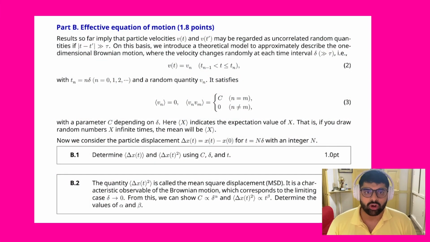So, this question is called Effective Equation of Motion. Let's read the question together. Results so far imply that particle velocities v of t and v of t prime may be regarded as uncorrelated random quantities if the difference between t and t prime is much greater than tau. On this basis, we introduce a theoretical model to approximately describe the one-dimensional Brownian motion where the velocity changes randomly at each time interval delta. So here the velocity changes randomly with each time interval delta.